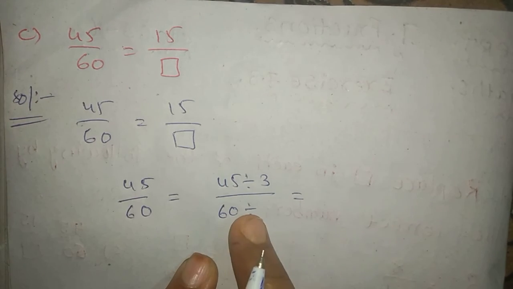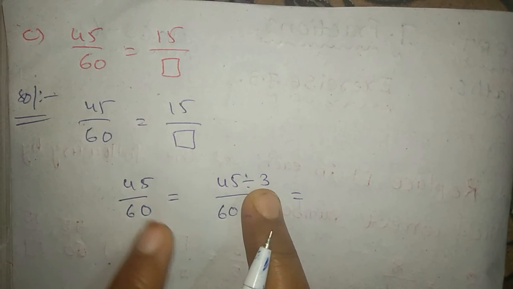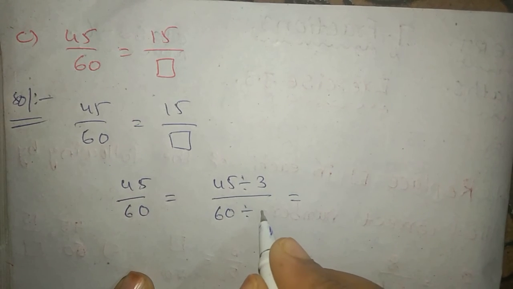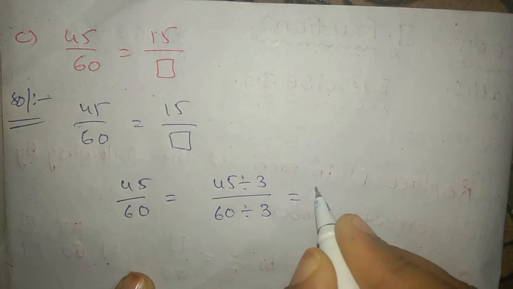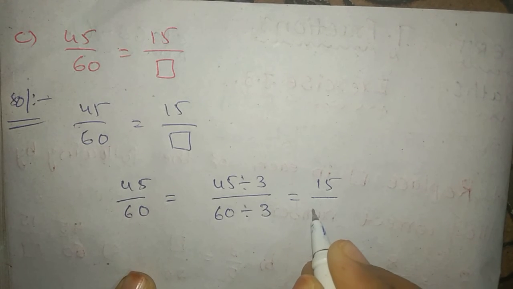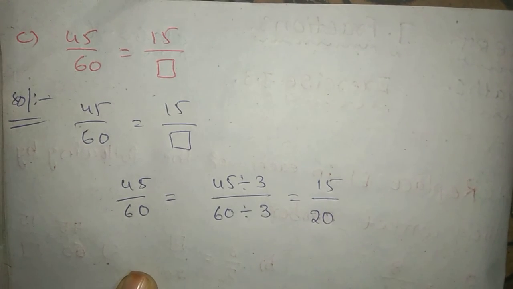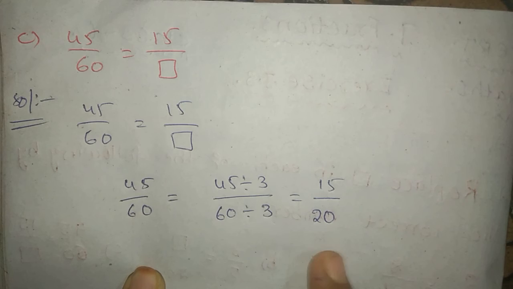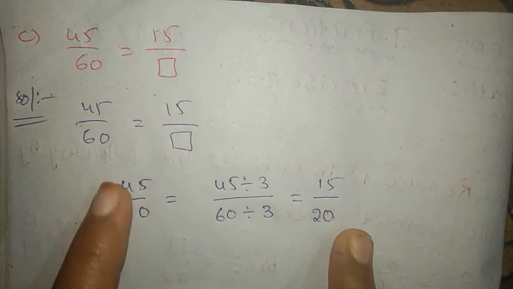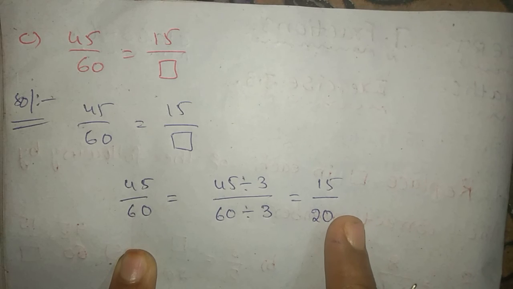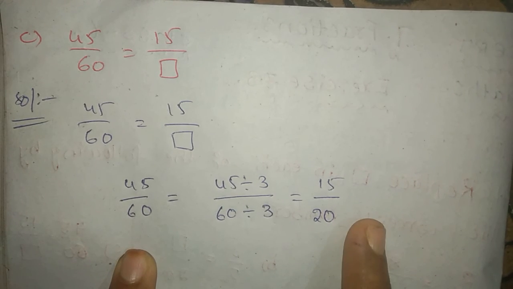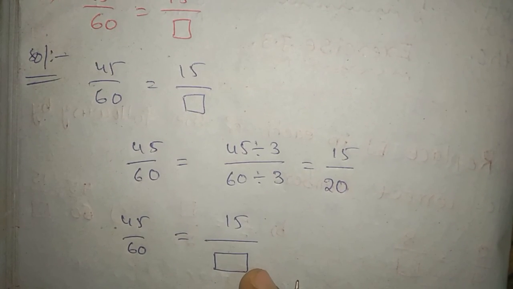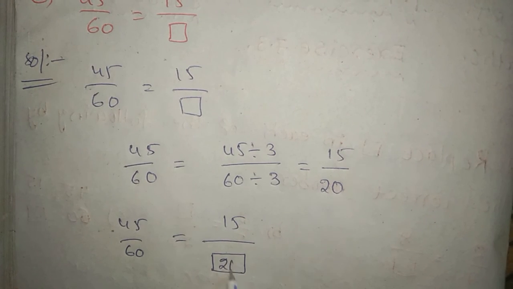So when 45 is divided by 3, then 60 must also be divided by 3. 45 divided by 3 is equal to 15. 60 divided by 3 is equal to 20. Here, when the numerator is 15, the denominator is 20. So here 45 by 60 and 15 by 20 are equivalent fractions. So the numerator is 15 and the denominator box is filled with 20.